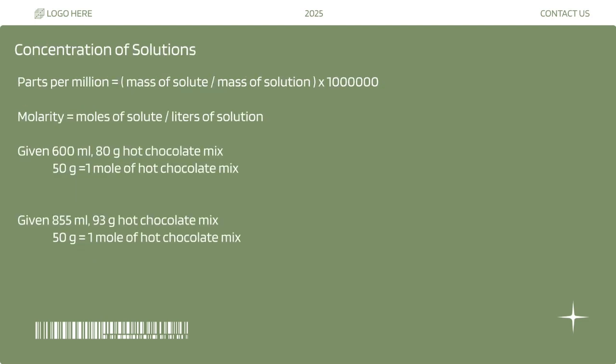Concentrations of solutions. The 2 formulas are parts per million equals mass of solute divided by mass of solution times 1 million, or molarity, moles of solute divided by liters of solution. Here are 2 practice problems. Resume the video to find out the answers.